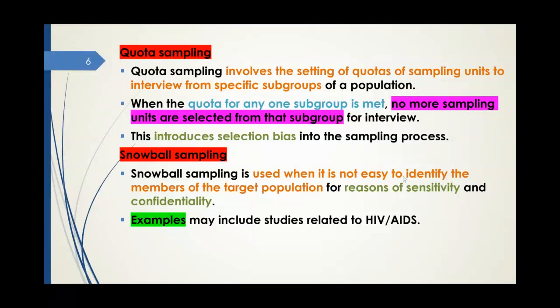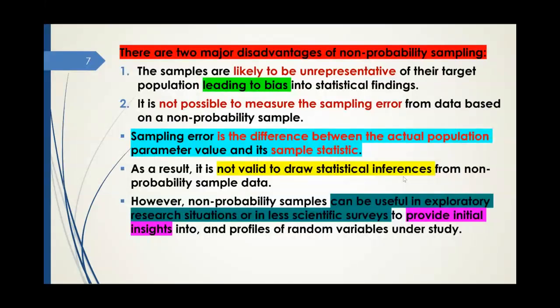Makes sense? Okay. There are two major disadvantages when it comes to non-probability sampling. The samples are likely to be unrepresentative of their target population, leading to bias in statistical findings. If I go and select students who are not performing to confirm whether students study or not, already you can see the bias that's likely to be found there, okay? Because it's not a true reflection of the population. Not everybody is not studying, isn't it?